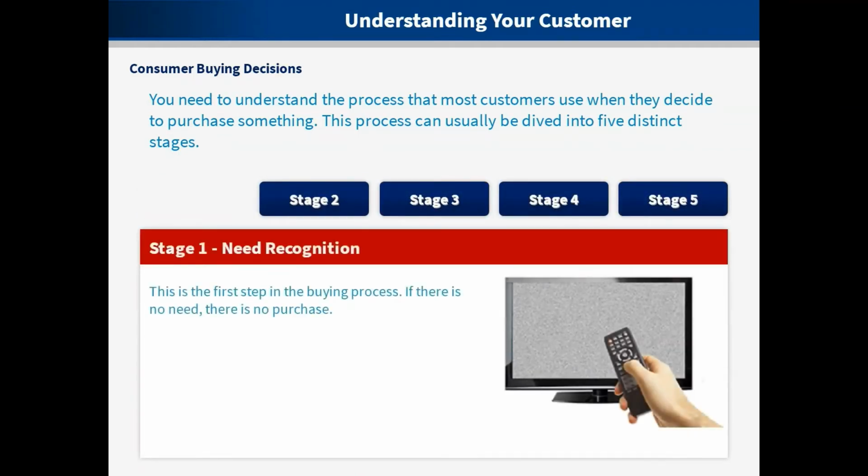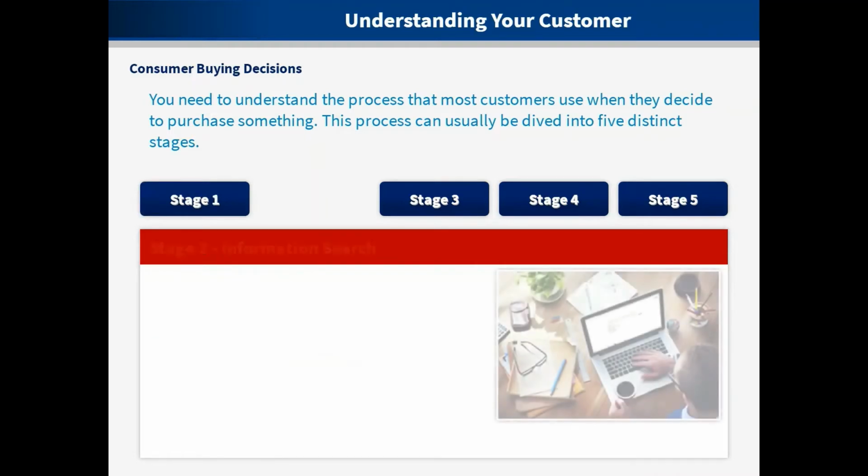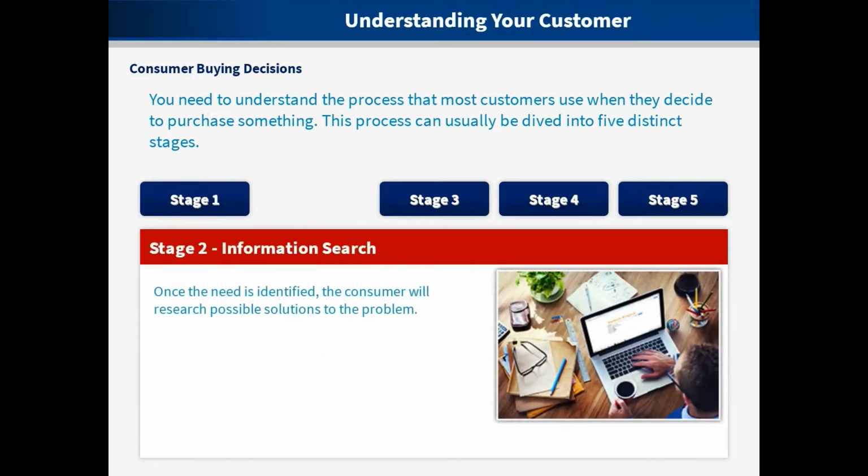This is the first stage in the buying process. If there is no need, there is no purchase. For example, Joe's television is not working. Joe needs a new TV. The second stage is searching for possible solutions to the problem. For instance, Joe reviews store flyers and websites for information on televisions.